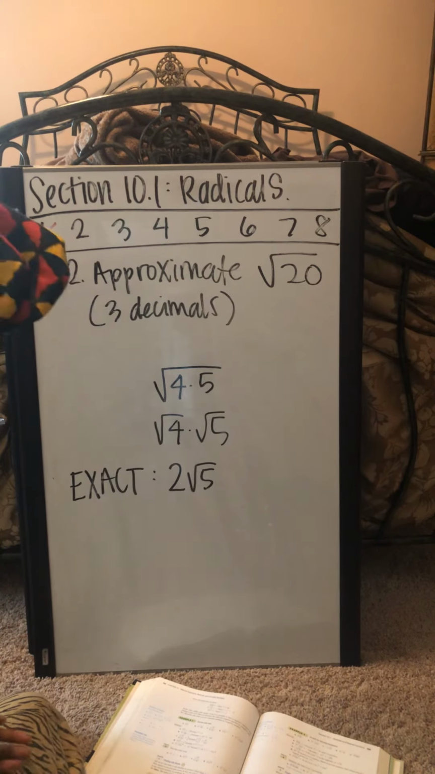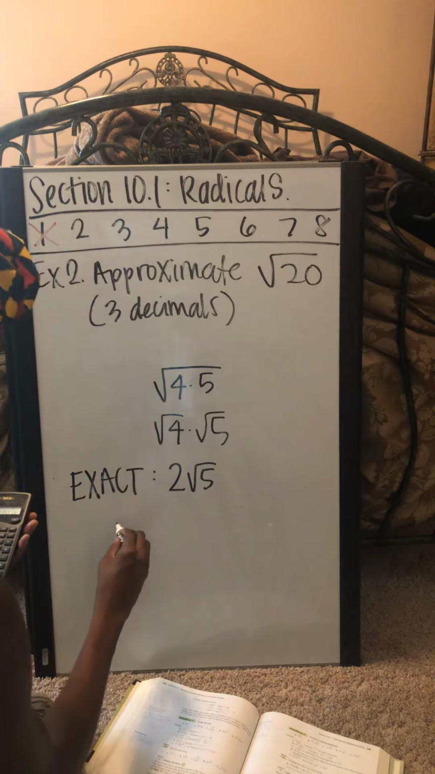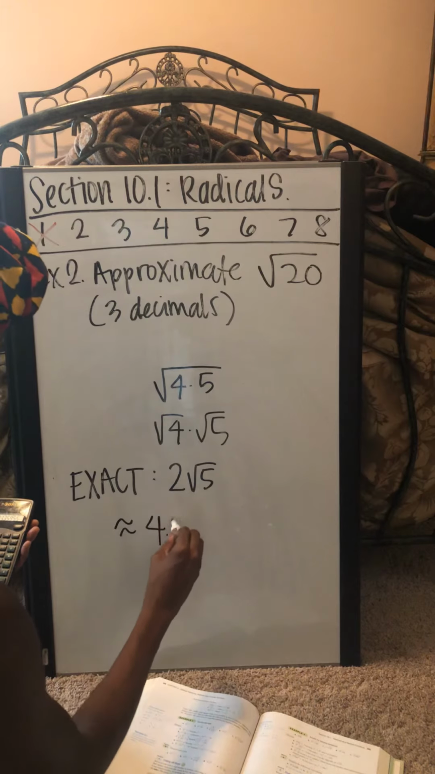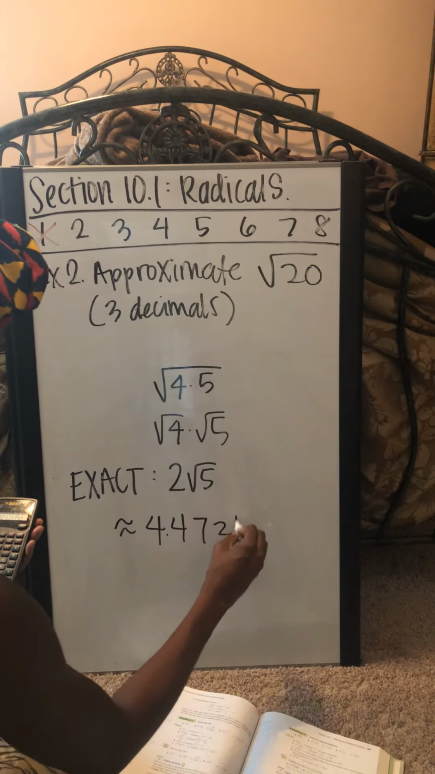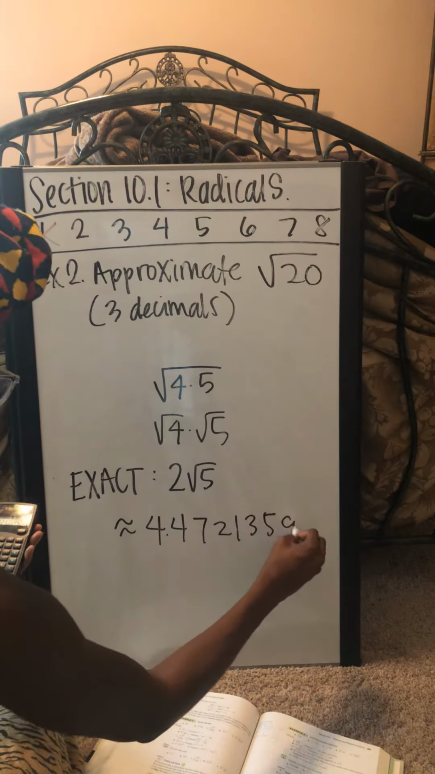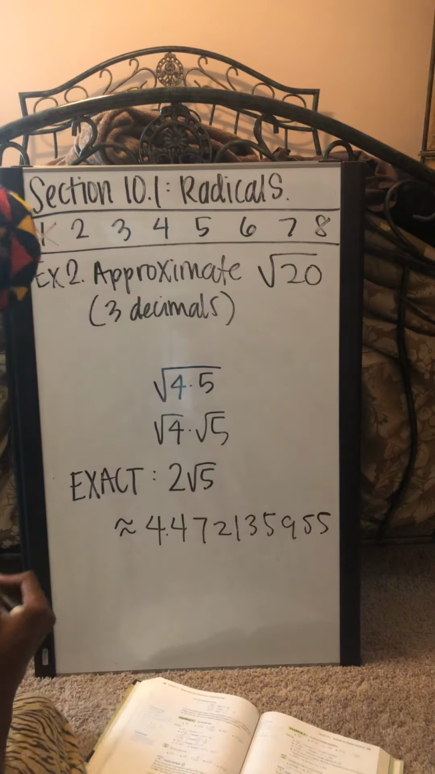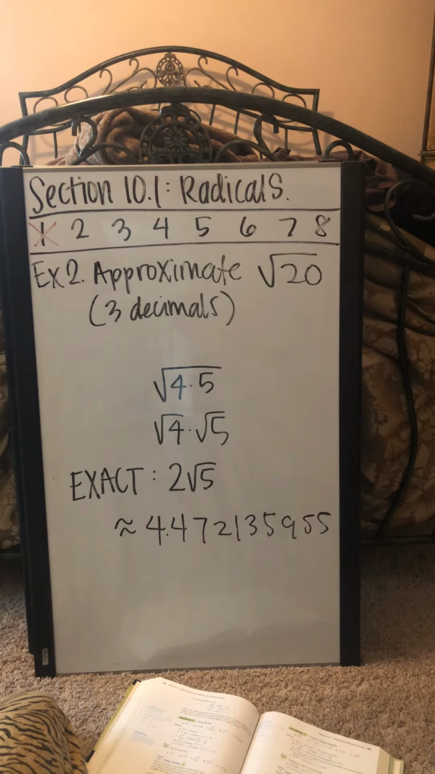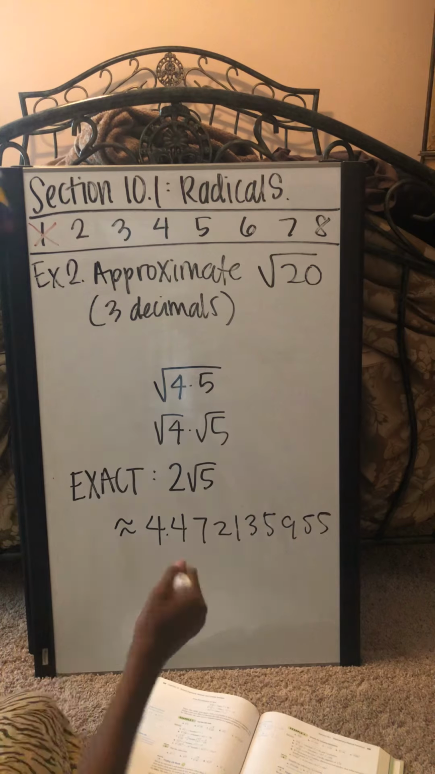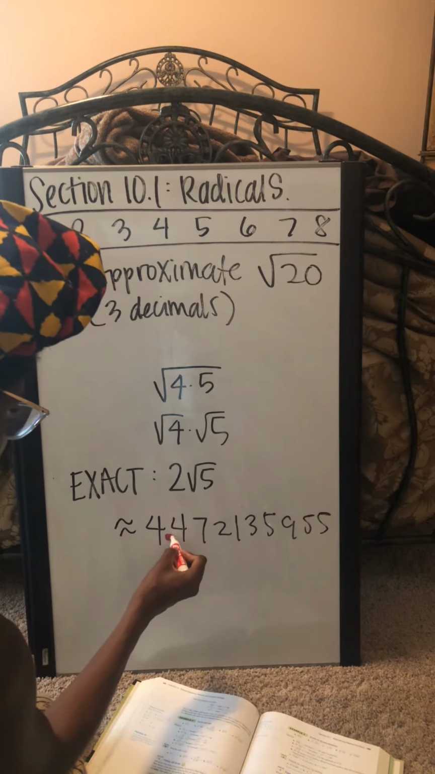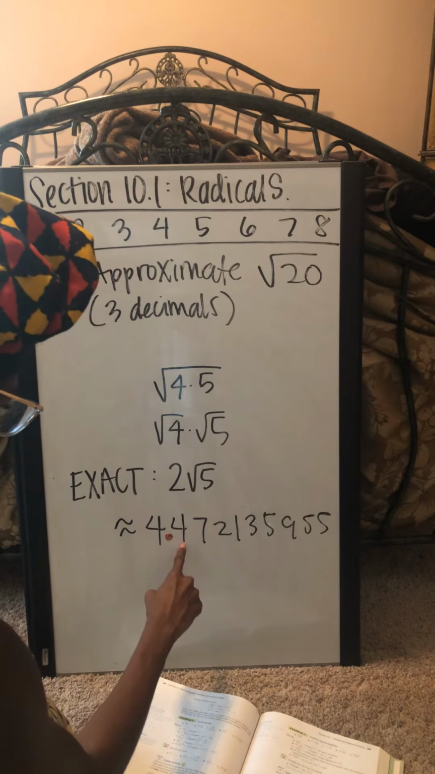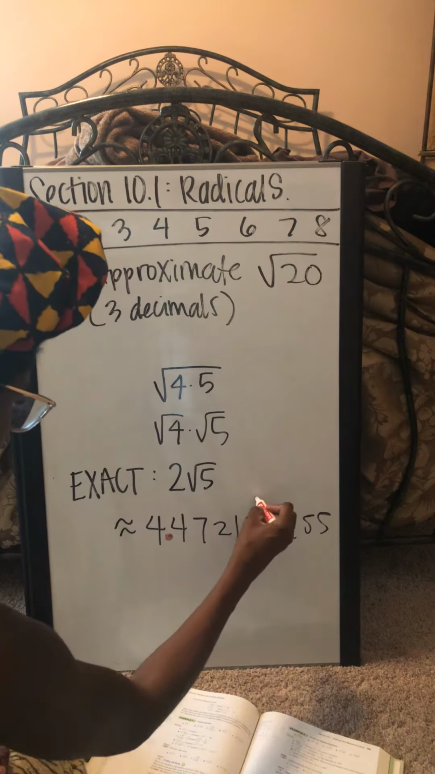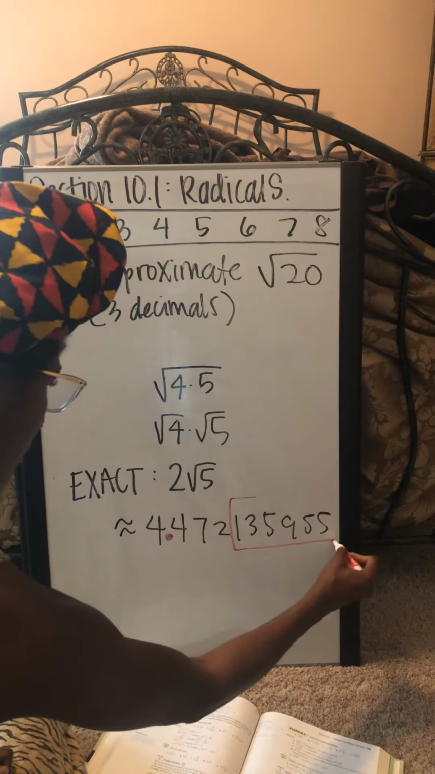And this is the number that it tells me. It says 4.4721359555. So we were asked to round to the nearest 3 decimals. So here's a decimal, and we go over 3 places after that. 1, 2, 3. And we're going to cut everything else off.